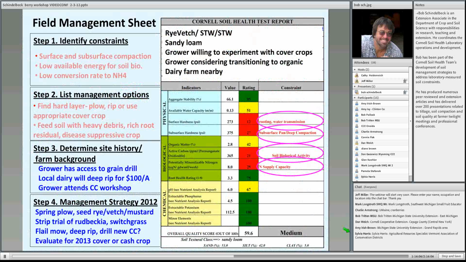Here in step 4, putting all this together, sitting with the grower, we've come up with a management strategy for this year in the spring. He's going to plow the field up and seed a rye, vetch, mustard mix. He's trying to get a sod-forming cover crop there with the rye, the vetch to supply nitrogen, as well as a deep taproot, the mustard for some disease suppressive compounds.